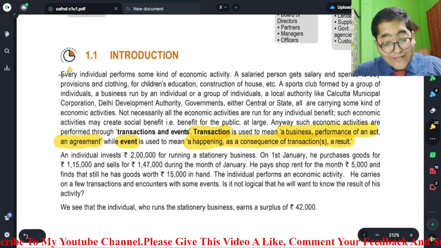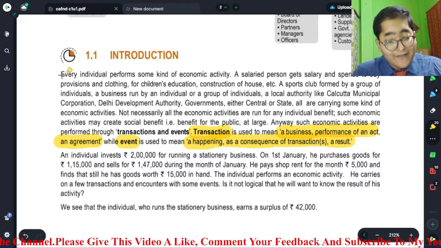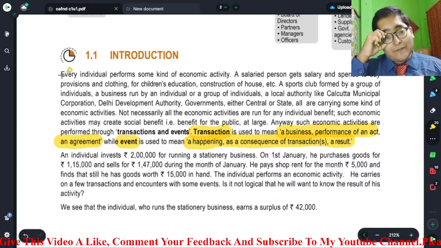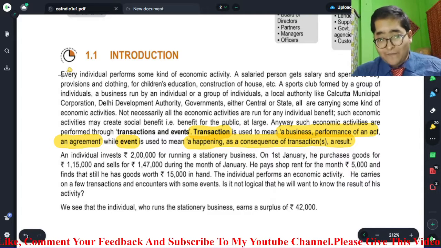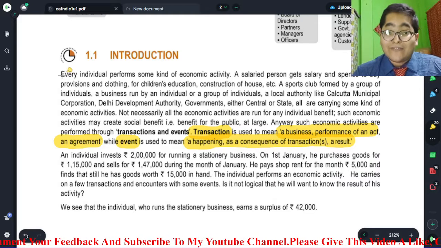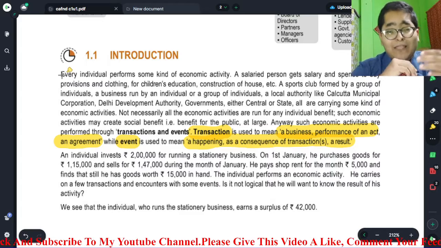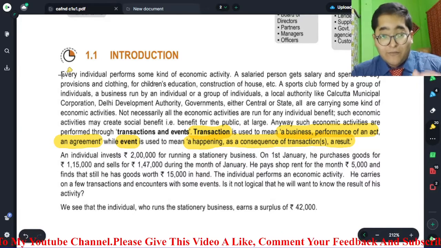Transaction. Transaction is used to mean a business, performance of an act, or an agreement. A transaction is something which involves the taking or giving of money. So a transaction is successful when we give money or give something with monetary terms and receive something having monetary terms or monetary value.